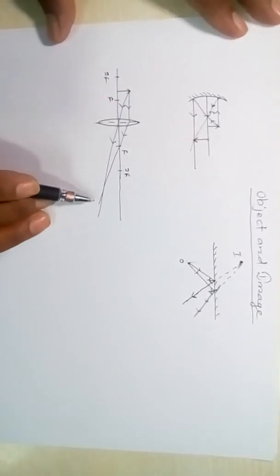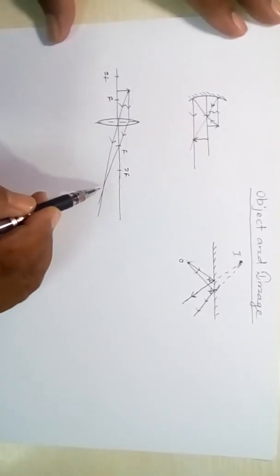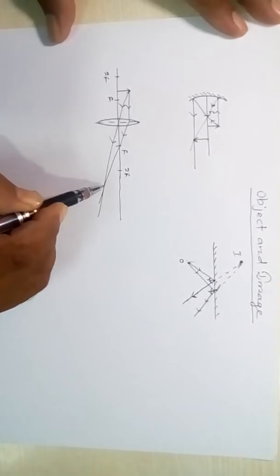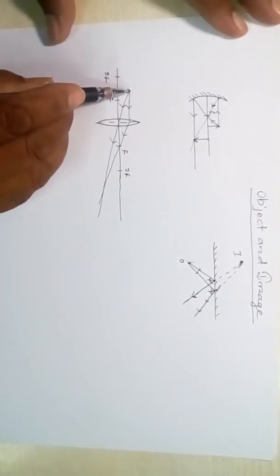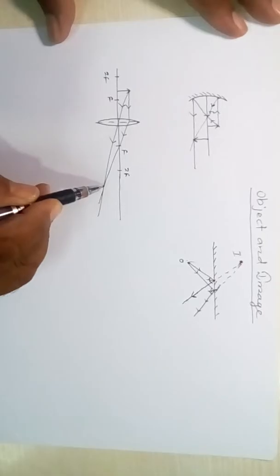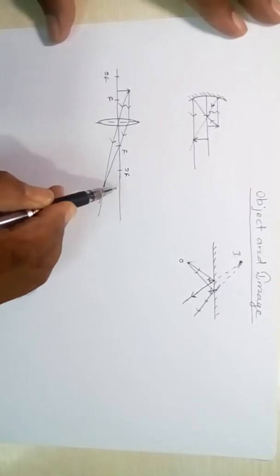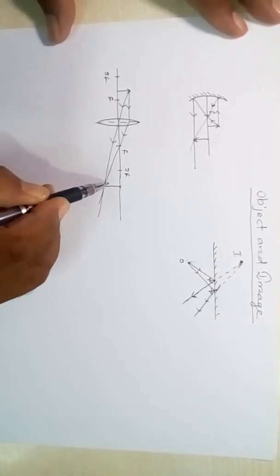These refracted rays are meeting at this point. Since the light ray coming from the head is meeting at this point, the head goes to this point and the image appears to be inverted.